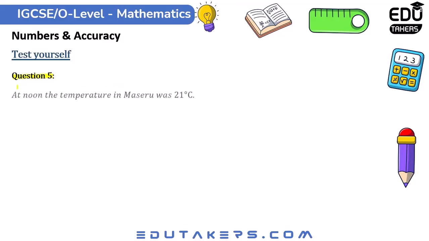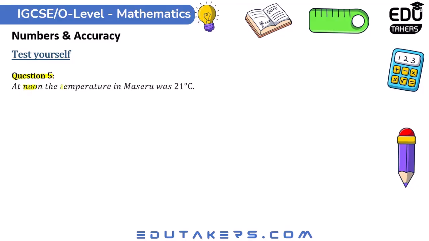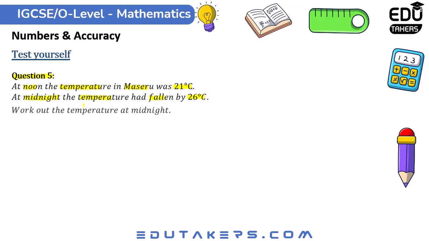Question number 5. At noon, the temperature in Maseru was 21 degrees centigrade. At midnight, the temperature had fallen by 26 degrees centigrade. Work out the temperature at midnight. It's a 1 mark question.